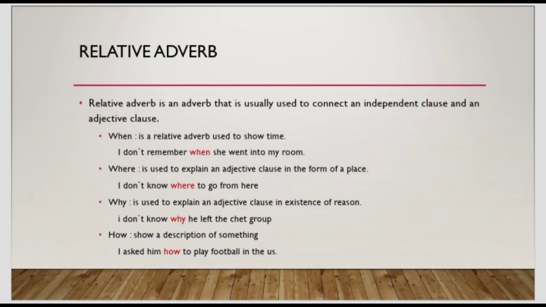And the next material is relative adverb. A relative adverb is an adverb that is usually used to connect an independent clause and an adjective clause. There is when. When is a relative adverb used to show time. The example is I don't remember when she went into my room. And there is where. Where is used to explain an adjective clause in the form of a place. Example, I don't know where to go from here.